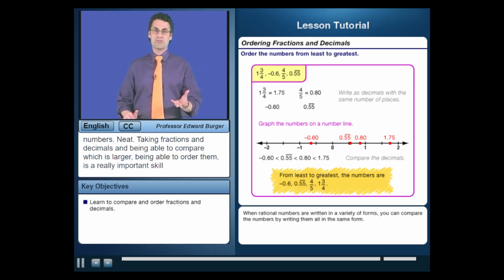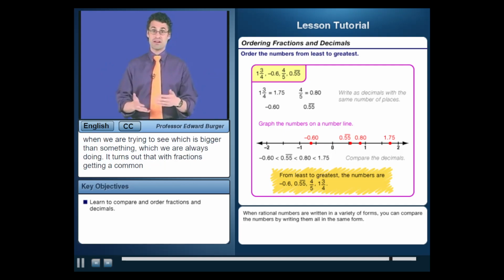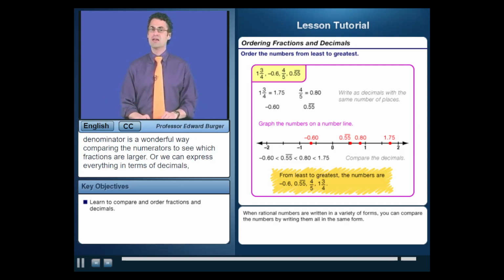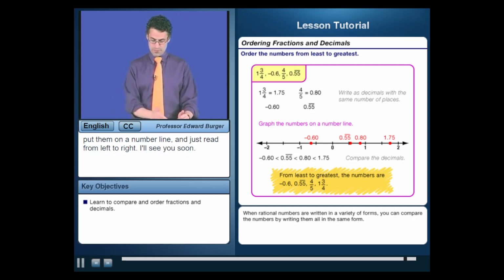Neat. Anyway, taking fractions and decimals and being able to compare which is larger and being able to actually order them is a really important skill when we're trying to see which is bigger than something, which we're always doing. And it turns out that with fractions, getting a common denominator is a wonderful way of actually then comparing the numerators to see which fractions are larger, or expressing everything in terms of decimals, putting them on a number line, and just reading from left to right.